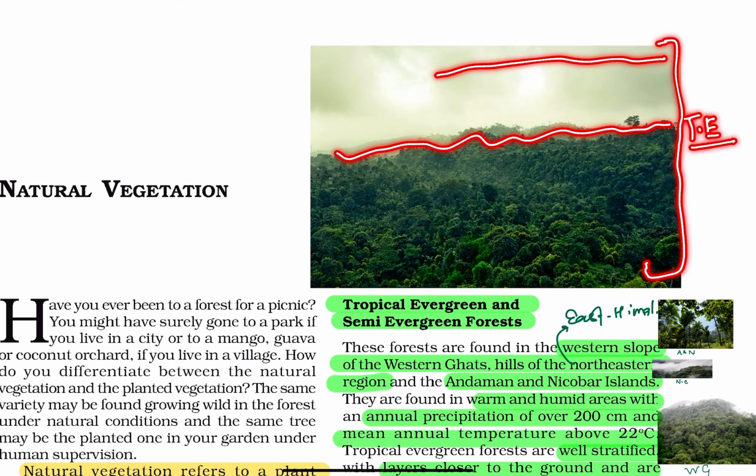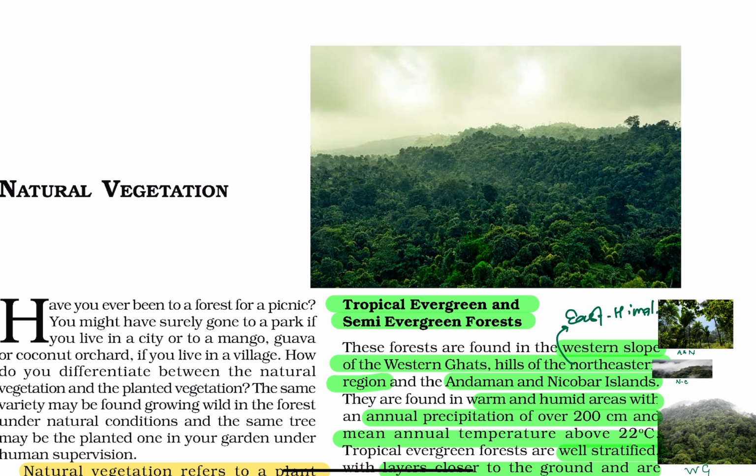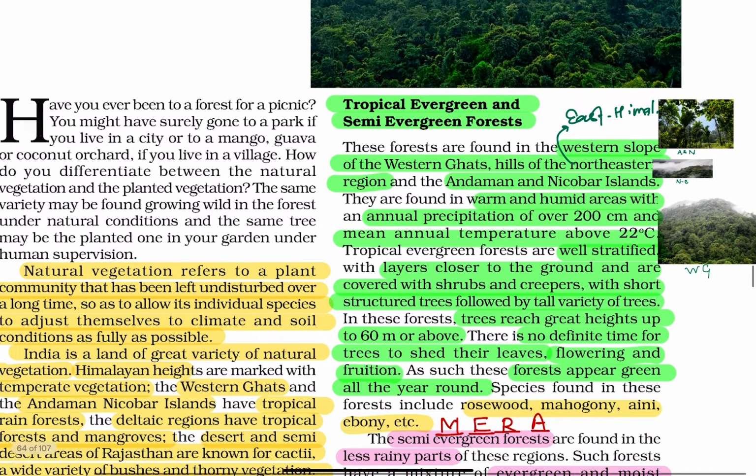I'll also tell you about the semi evergreen forest, that there are slight changes in the conditions, maybe the rainfall, maybe the type of forest or maybe the tree you find there, but basically they are evergreen. And why they are called semi evergreen, why they are called evergreen, what is deciduous, I'll explain you everything.